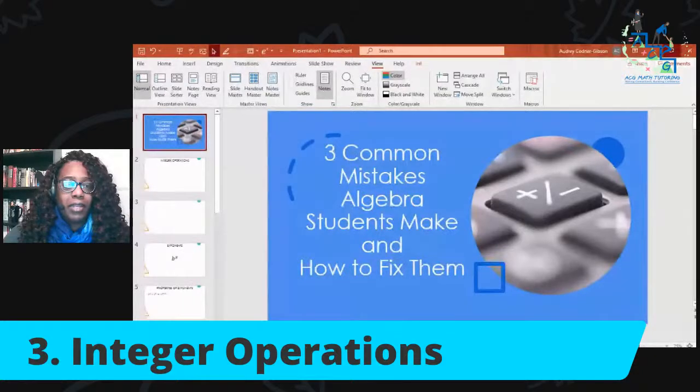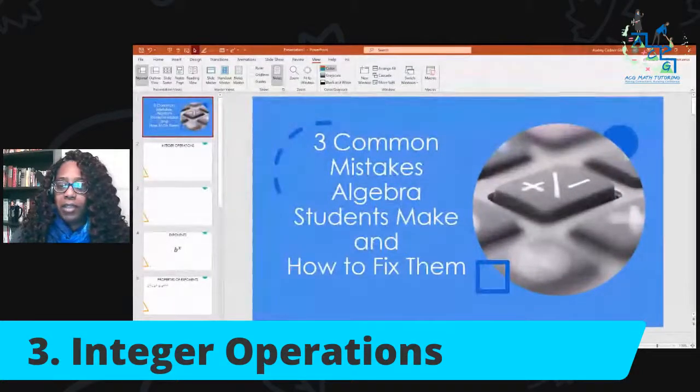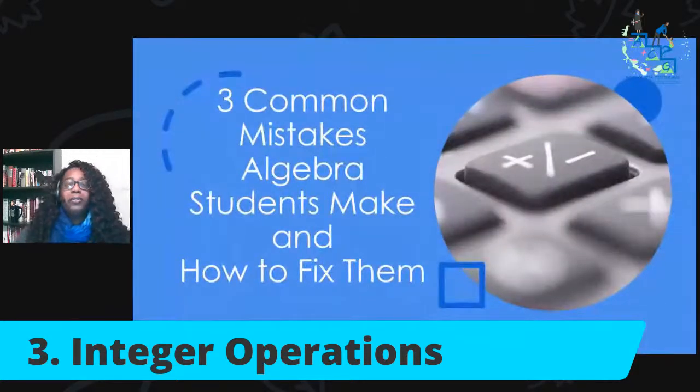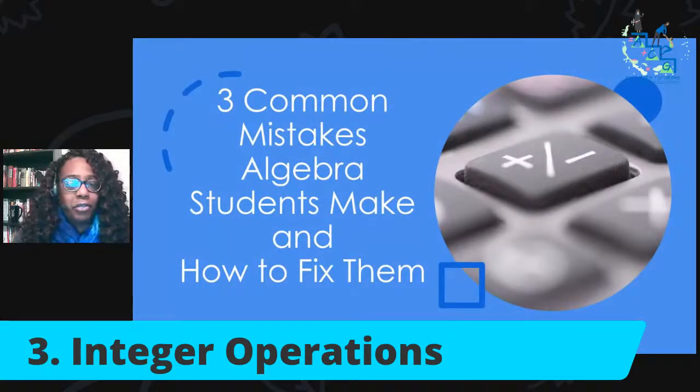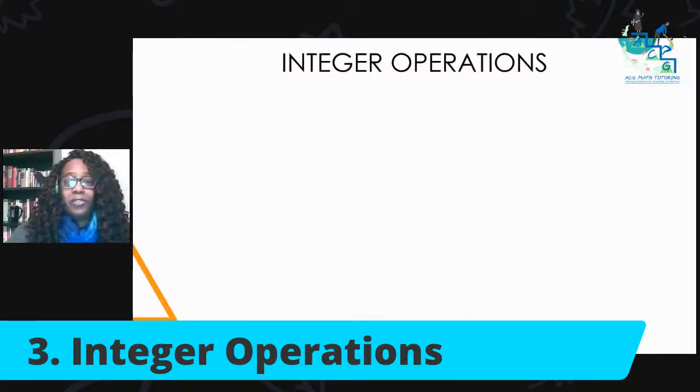So I'm going to make it nice and large and in charge. The three common mistakes that algebra students make, regardless of pre-algebra, algebra one, algebra two, or college algebra, and how we are going to fix them. So integer operations, right off the bat, a lot of us already understand 10 plus 3. Two whole numbers. We know what 10 represents. We know what 3 represents. And we can easily get our answer of 13.